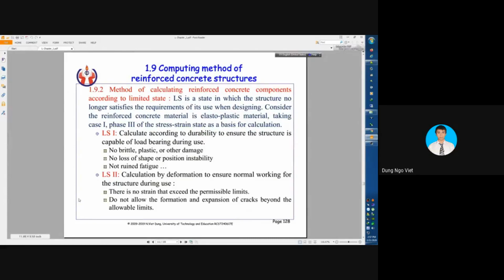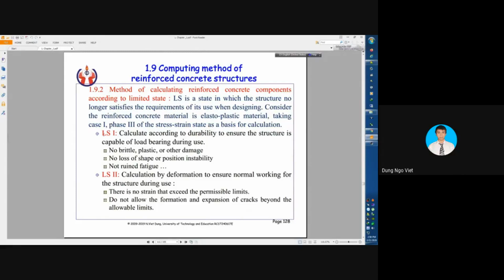Next is the method of calculating reinforced concrete components according to the limit state. Limit state, with the abbreviation LS, is a state in which the structure no longer satisfies the requirements of its use when designing. Consider the reinforced concrete material as an elastoplastic material, taking stage 3 of the stress and strain stage as a basis for calculation.